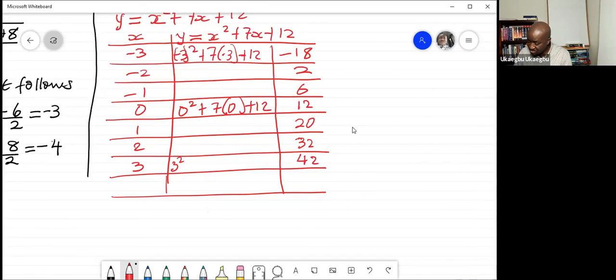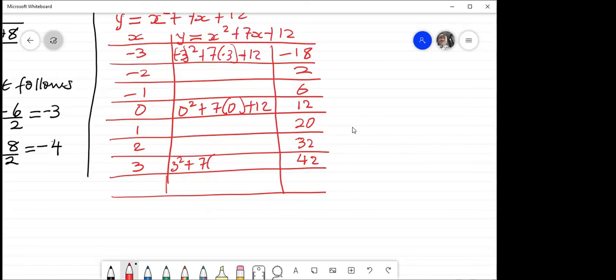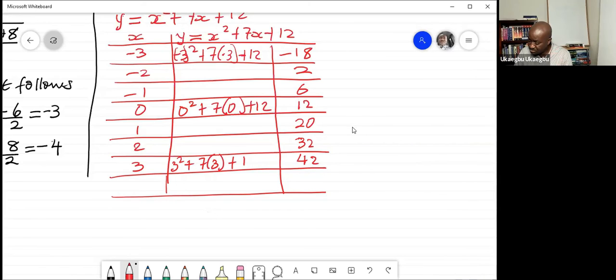So that's just 3 squared plus 7 times 3 plus 12. So that should be 9 plus 21 plus 12. Is that 42? Yeah. Okay, thank you. So we just completed our table.